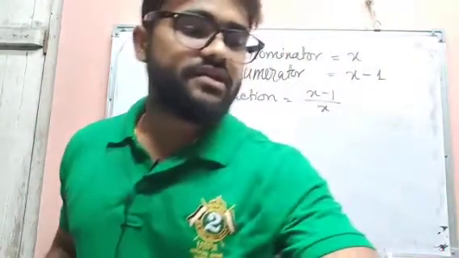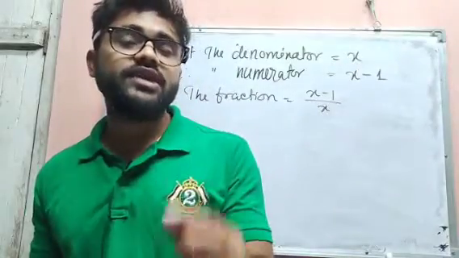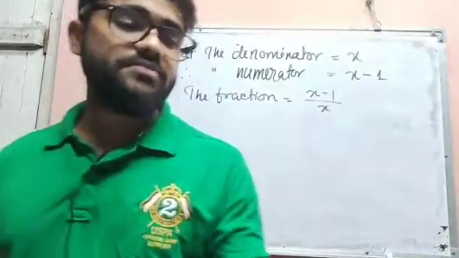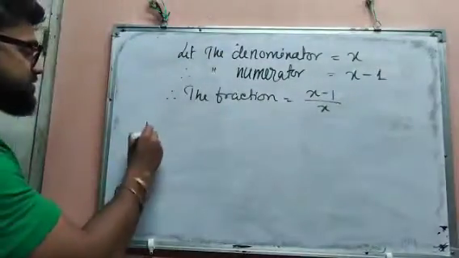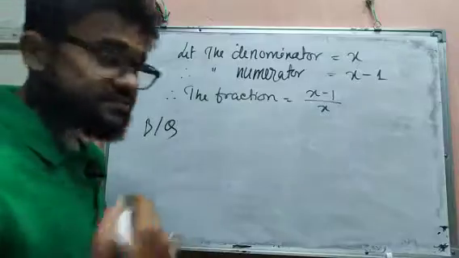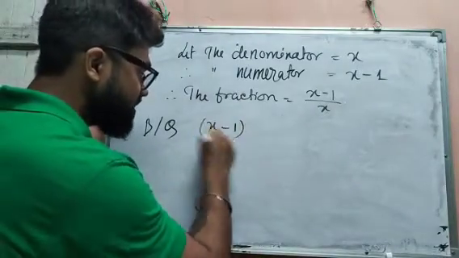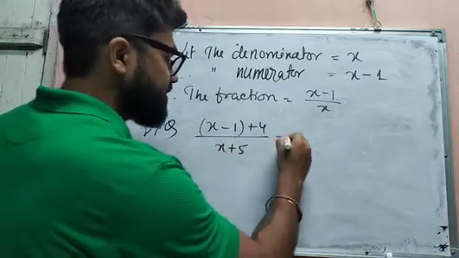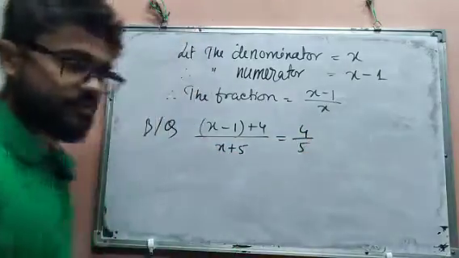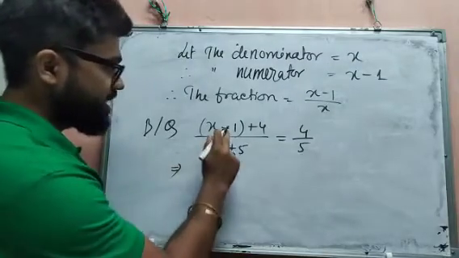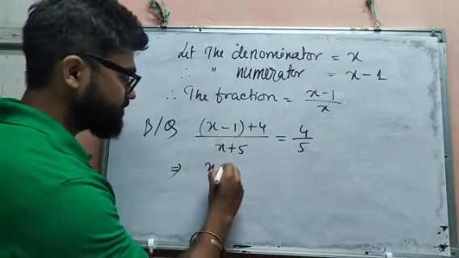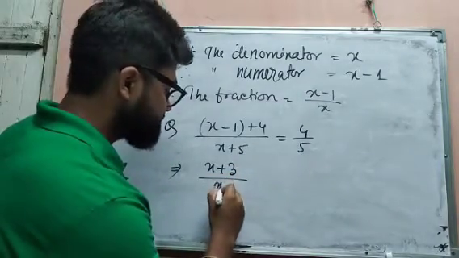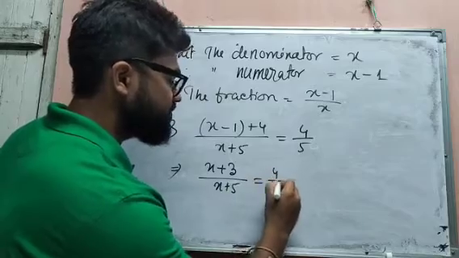Okay, so what have we been given? If the numerator is increased by 4 and the denominator is increased by 5, the new fraction becomes equivalent to 4 by 5. That means the numerator, already x minus 1, is increased by 4, and the denominator is increased by 5. Now simply do the calculation. Minus 1 plus 4, you will get x plus 3. Here it is x plus 5 equal to 4 by 5.